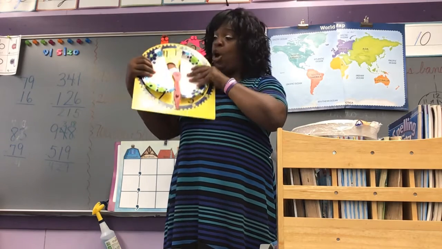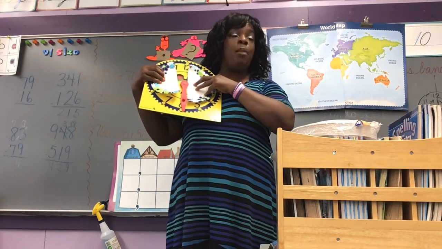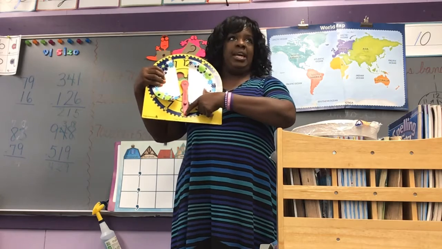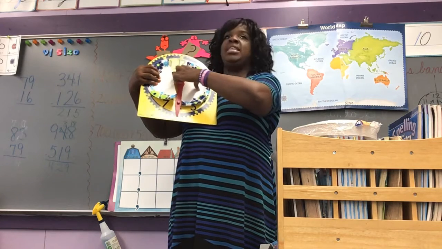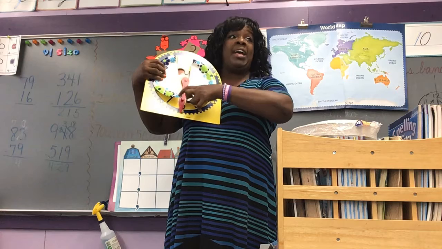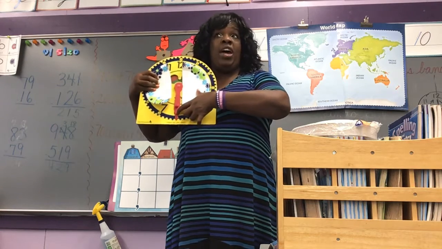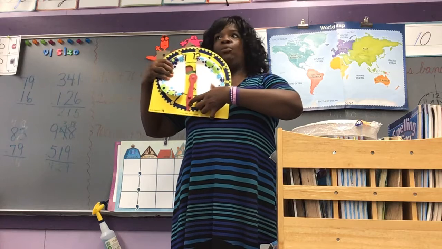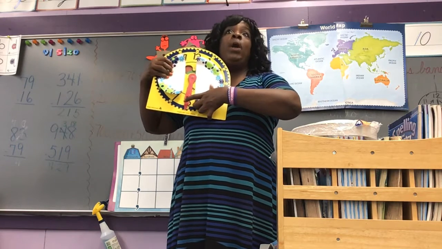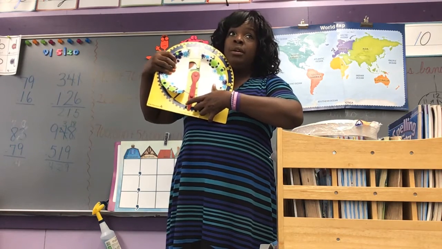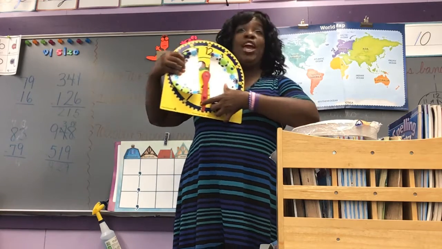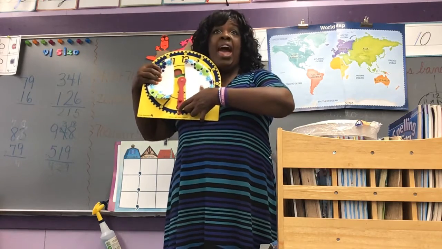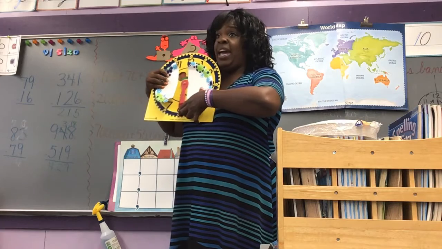That helps me to know that half past the hour would be the number 6. Okay? Because this is the hour, and then half past the hour would be when it's on the 6, which is what time? It would be 12:30. Very good, Aaliyah. It would be 12:30. Half past is 30. Okay?